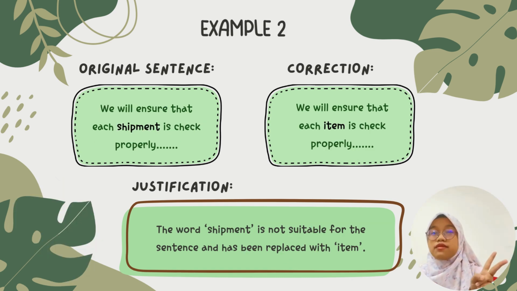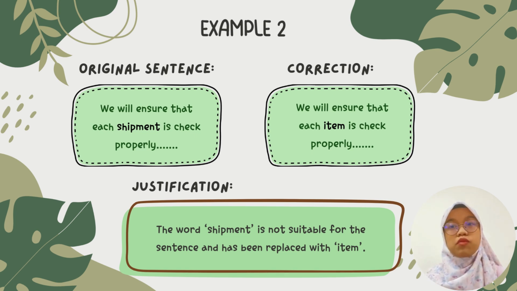For the second example, from the second product description, the original sentence is, "we will ensure that each shipment is checked properly." But the correction is, "we will ensure that each item is checked properly." "Shipment" doesn't really suit the overall sentence, so that's why we changed it into "item".